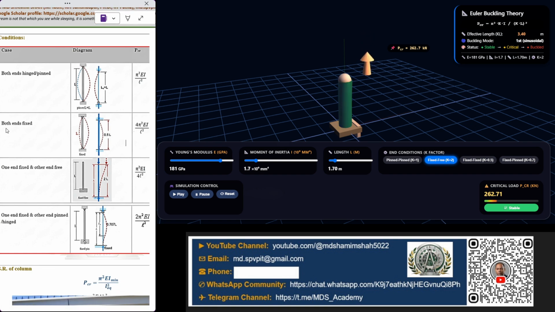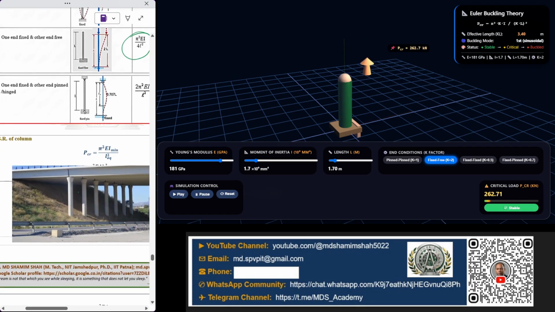The maximum P critical load happens for both ends fixed. For the case with one end fixed and another end free, you get the minimum value of P critical because it is divided by 4, whereas the maximum case is multiplied by 4. In the real picture below you will find these.